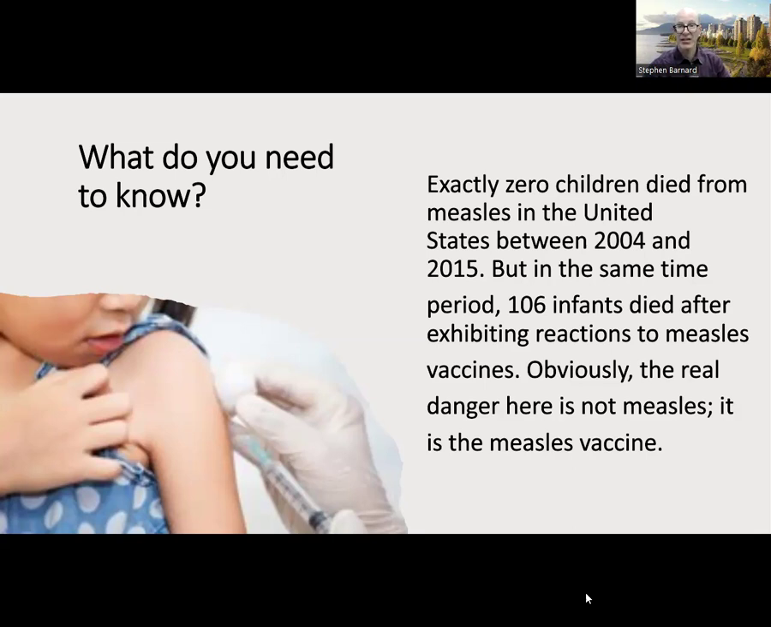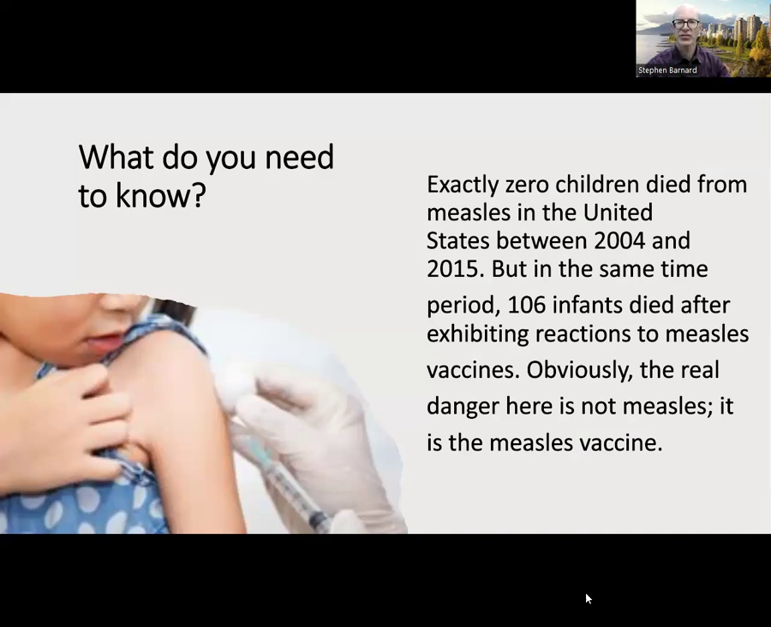If 20 million children received the measles vaccine and 106 infants died after receiving the vaccine, you could calculate how dangerous that vaccine is. It says exactly 0 children died from measles in the United States between 2004 and 2015. Well, take a look at the background rates. How many children were vaccinated in the United States between 2004 and 2015? Did the vaccine offer any protection for those children?